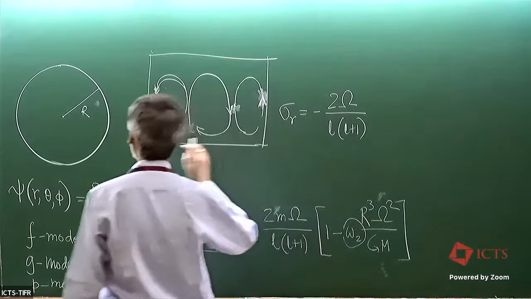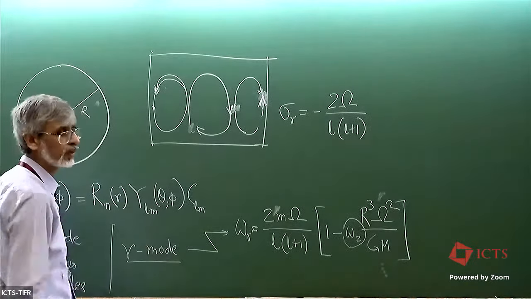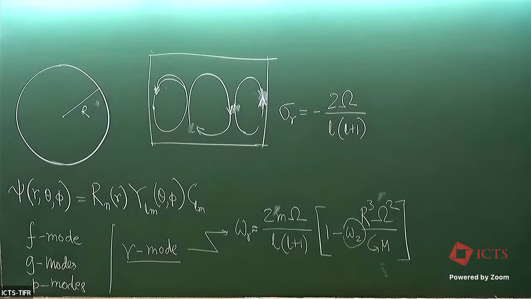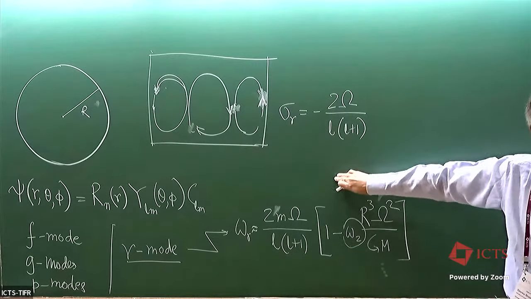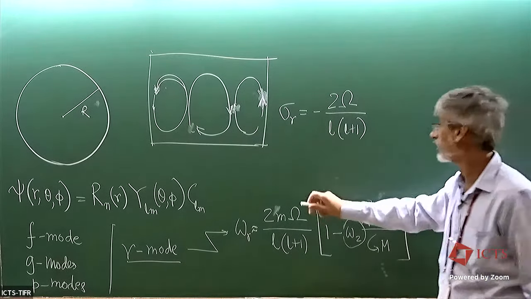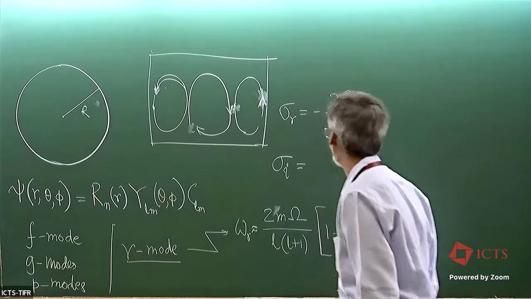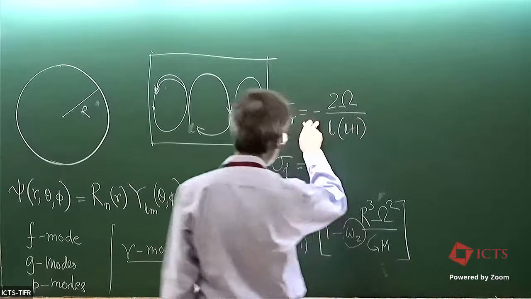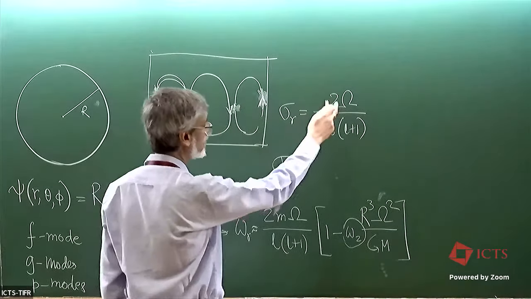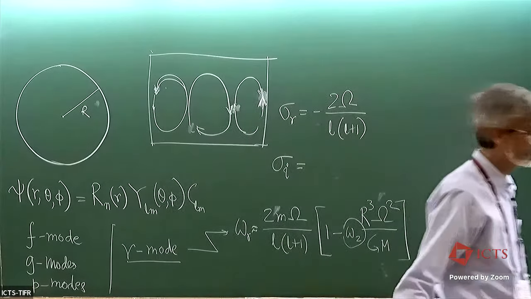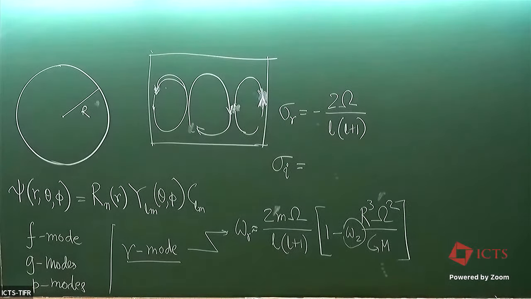But if you look at how this is going to look to an inertial observer who is outside the star, then of course you have to add omega to this. For an inertial, external observer, sigma I will be positive. This quantity is less than omega. The main modes will start from L equal to 2 and then go up.